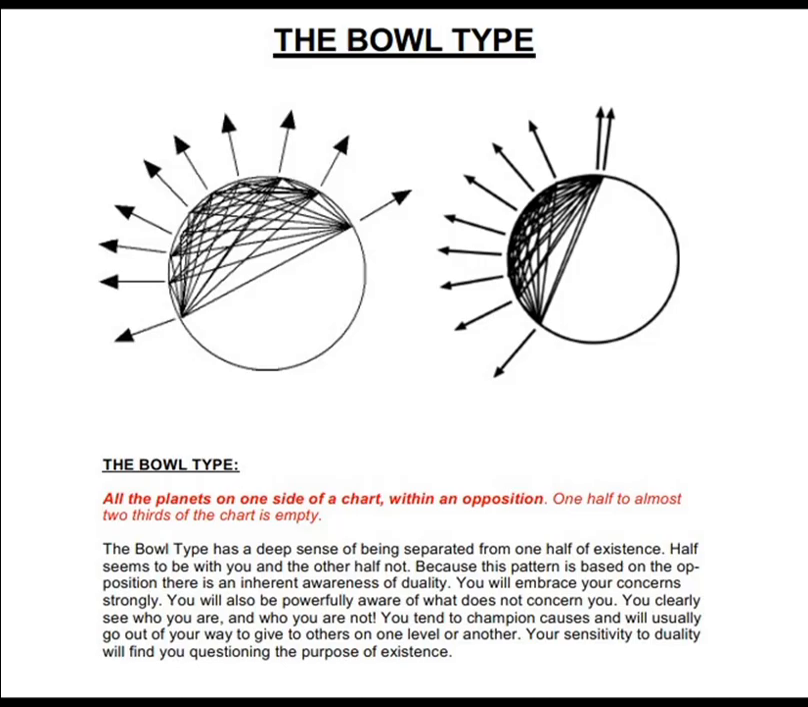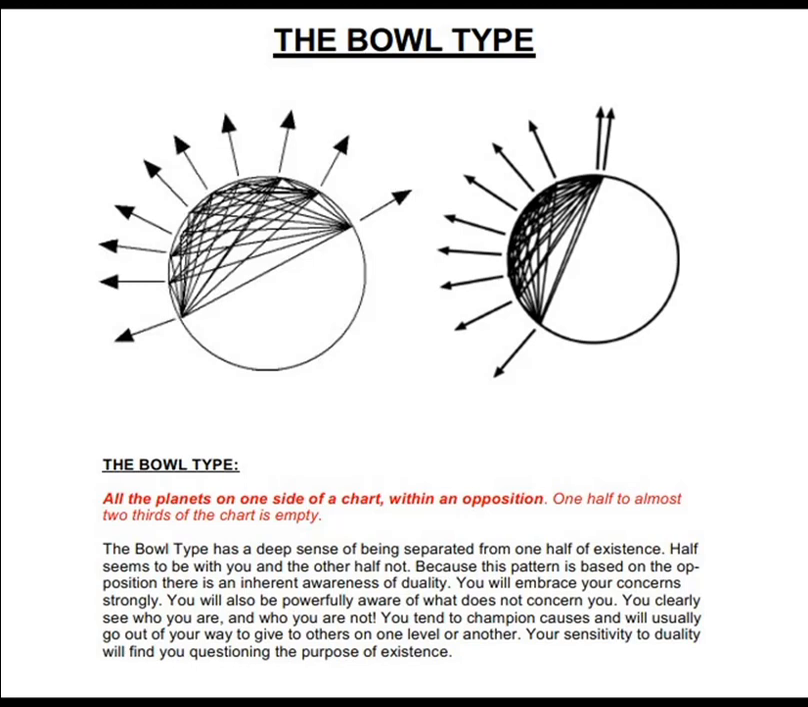The second pattern type is the bowl type. The definition is all the planets on one side of a chart within an opposition. 1/2 to almost 2/3 of the chart is empty. So really, the bundle holds up to the trine, within the aspect of a trine. So from anything that gets out of the bundle all the way up to halfway to where there's an opposition, so from that 127 degrees up to about 180 degrees, that's going to be a bowl type. And so the bowl type has a deep sense of being separated from 1/2 of existence.